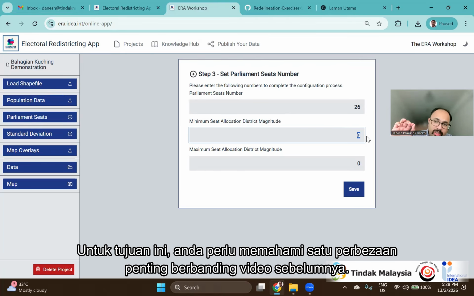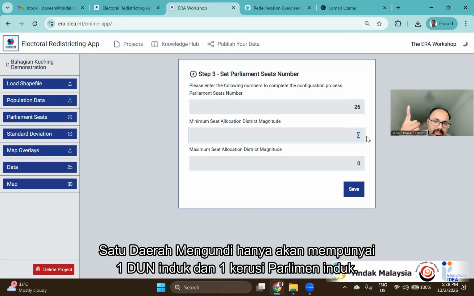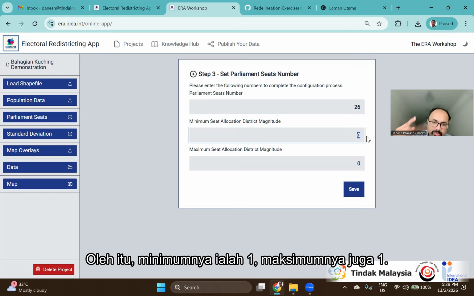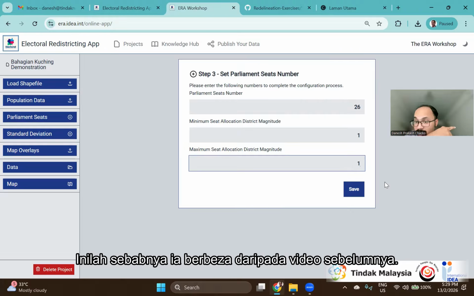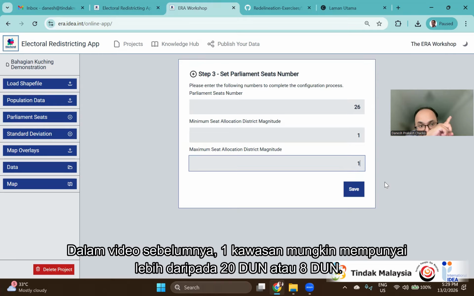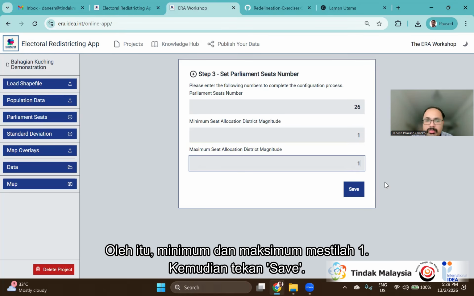For this purpose, please understand one important reference from the previous video. When we talk about district magnitude, here we are referring to the polling district magnitude. A polling district only will have one parent state constituency, the DUN, and one parent parliamentary seat. So your minimum should be 1, but your maximum should also be 1. This is why it is different from the previous video. In the previous section, we talked about one area having 20 plus DUNs, one area might have 8, but that's because we were talking about administrative districts. But now we're talking about polling districts. So the minimum and the maximum shall be 1. Press save.